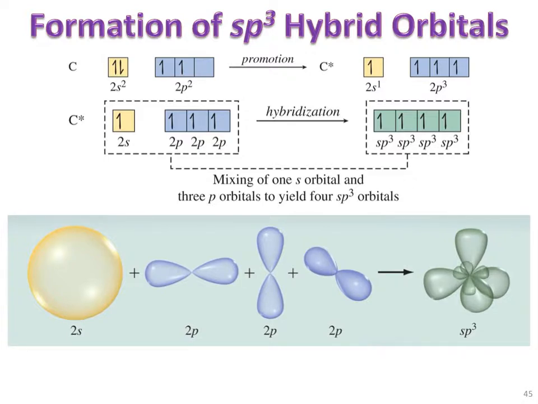Next, we will mix an s orbital with 3 p orbitals, and we get the sp3 hybrid system. The sp3 hybrids, there are 1, 2, 3, and 4 orbitals, and if we associate that with the valence shell model, it's equivalent to the AB4 class, and the bond angles are about 109.5 degrees.